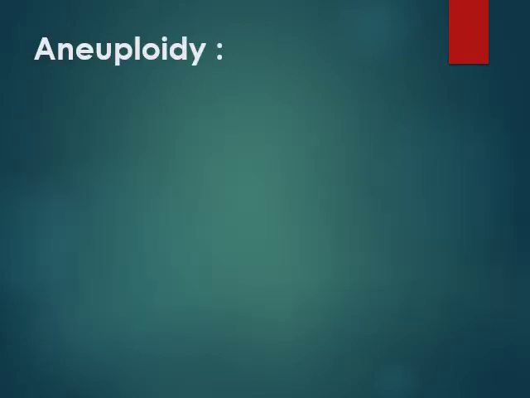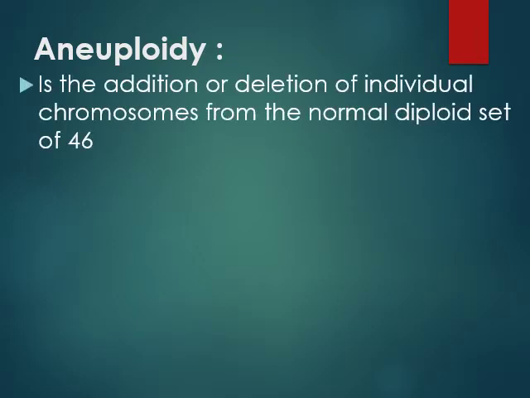The other type of numerical aberration is called aneuploidy. What is the meaning of aneuploidy? It is the addition or deletion of individual chromosomes from the normal diploid set of 46 chromosomes. Most autosomal aneuploidies are spontaneously aborted. Those that survive have specific syndromes with symptoms depending on which chromosome is missing or extra.